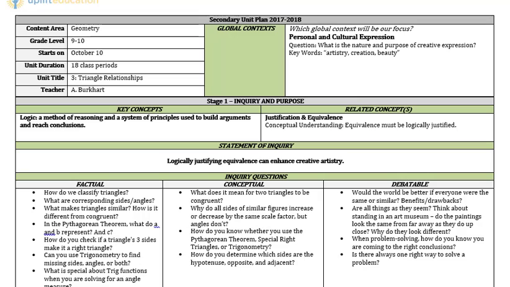Statement of inquiry is: logically justifying equivalence can enhance creative artistry. That's a combination of the global contexts, the key concepts, and the related concepts. So that would be an interesting statement to explore with your scholars, or change up a bit and explore with your scholars, so whatever you think that your kids would get into the most.